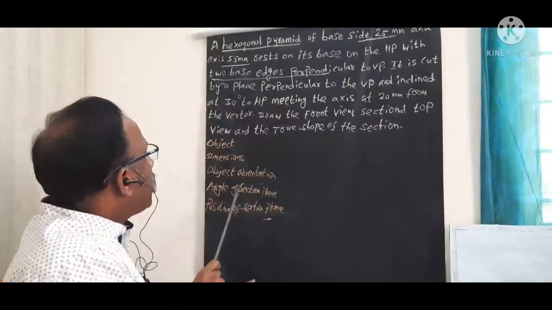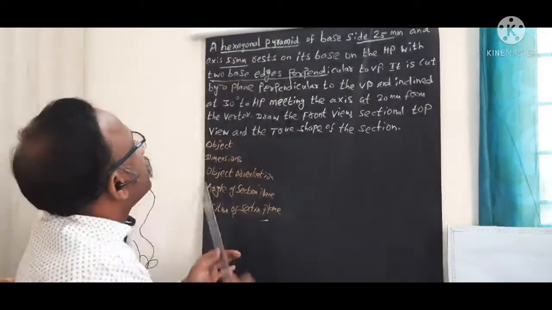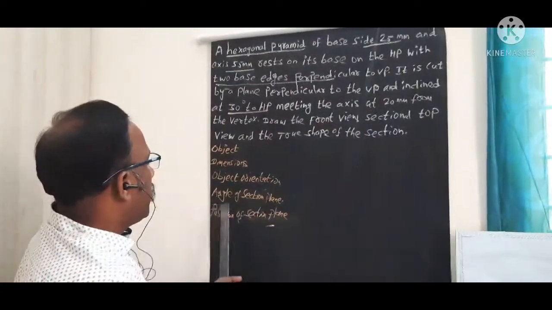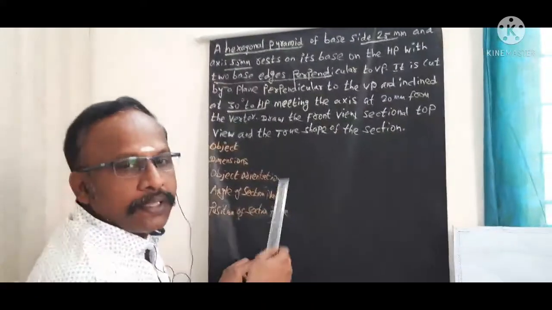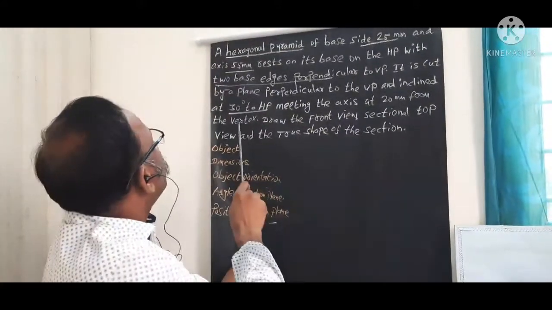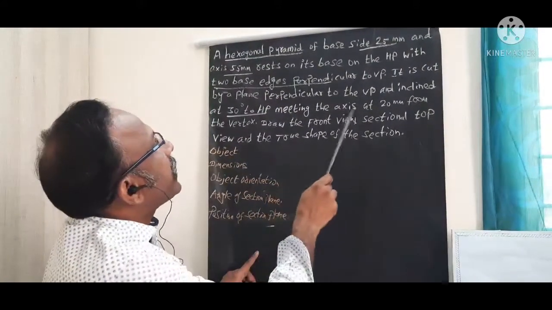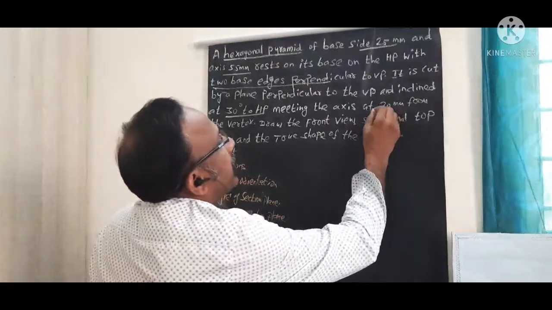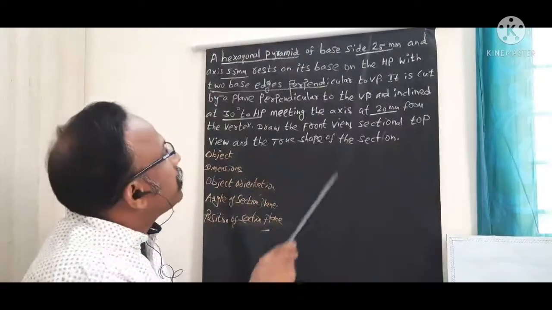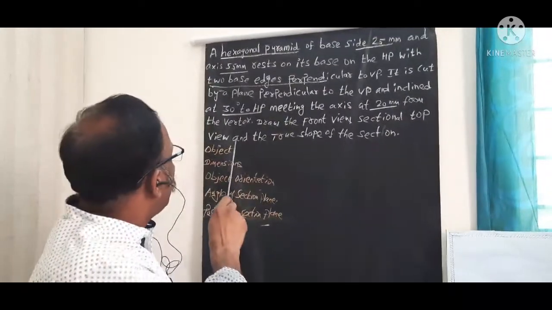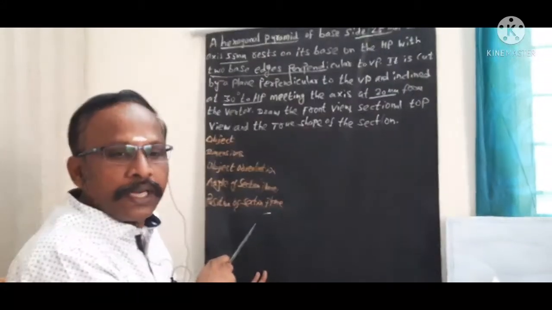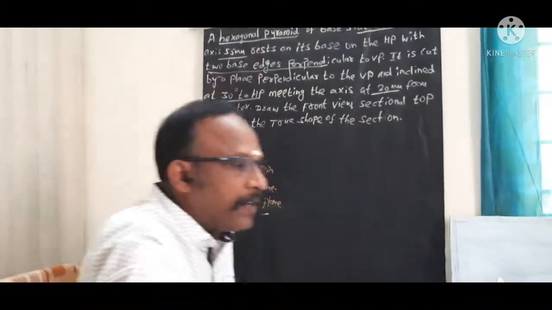Then the angle of the section plane. It is inclined at 30 degrees to HP. So the angle of inclination is 30 degrees. And the position of the section plane: it is perpendicular to VP and meets the axis at 20 mm from the vertex. These are the 5 parameters. We need to ask these 5 questions before we start the problem, right? Then we can go with our demonstration.